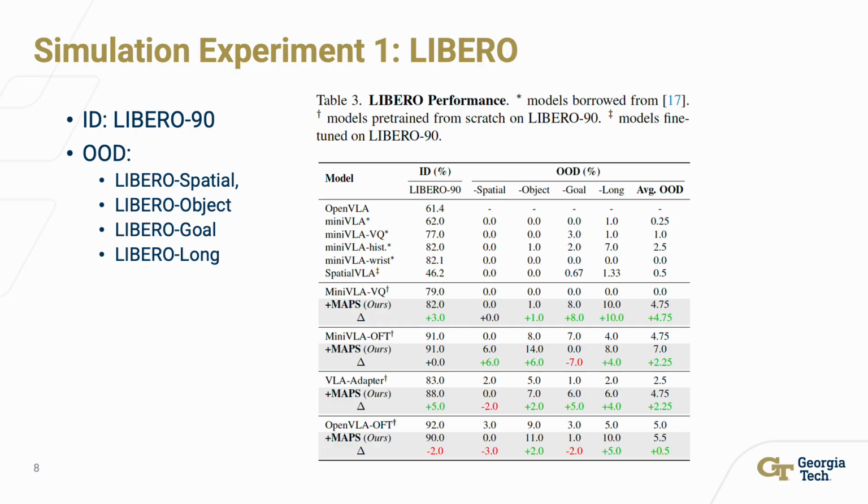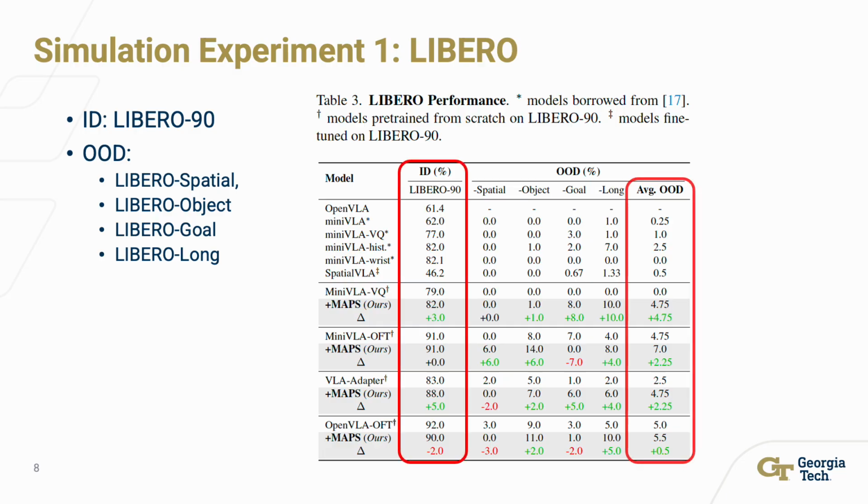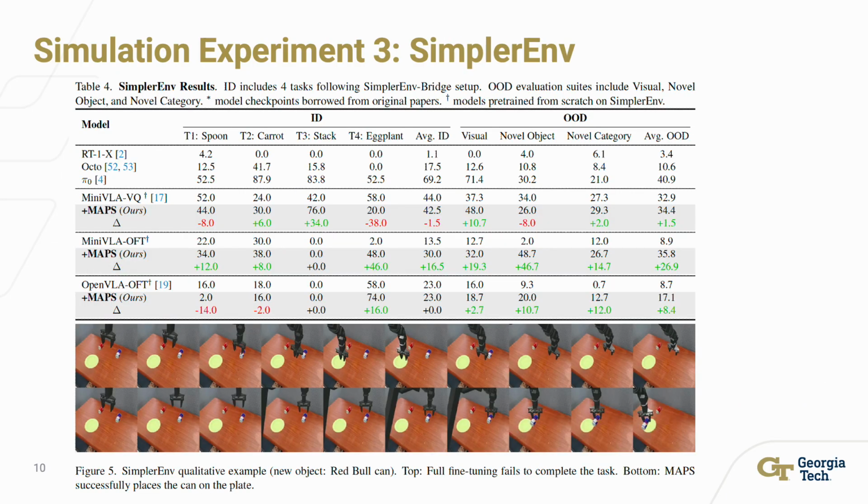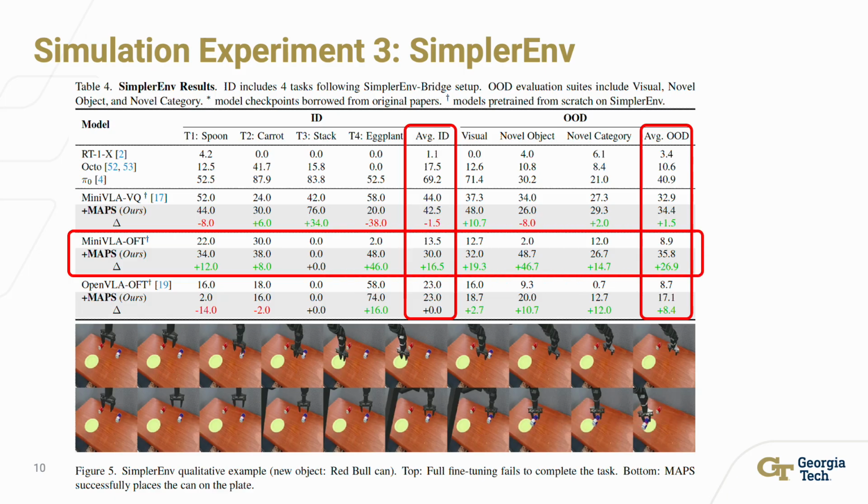On LIBERO, MAPS demonstrates equal ID performance to vanilla fine-tuning but improves average OOD performance across the board. On Calvin, MAPS improves the number of intermediate tasks completed and average length of instructions within a 5-instruction sequence. On SimplerEnv, MAPS demonstrates equal average ID performance but better OOD performance across the board. Most notably on MiniVLA OFT, MAPS improves average ID by 17% and average OOD by 27%.